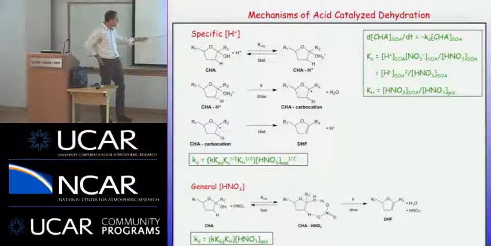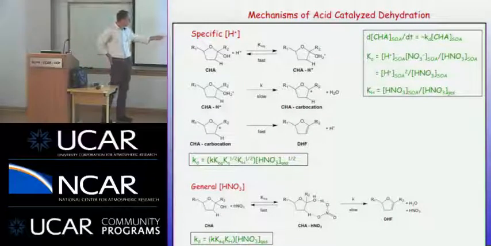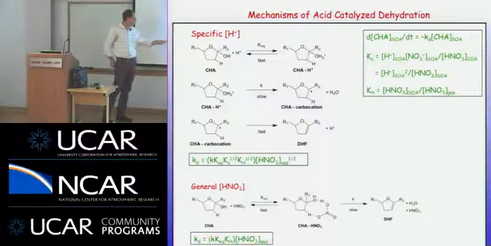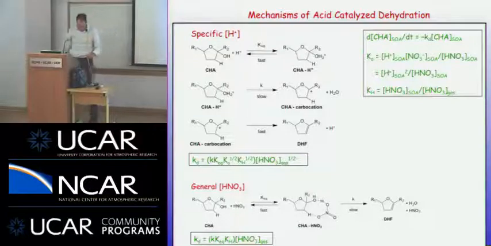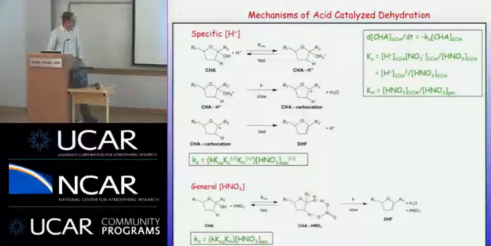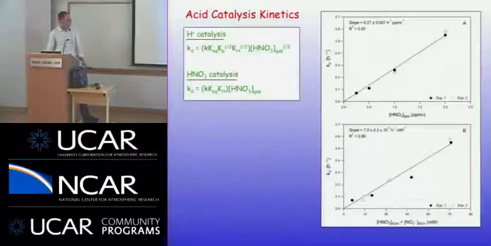So you can write down the overall rate constant as a combination of these various constants times the gas phase nitric acid concentration as a square root, right? If instead one looks at the molecular catalysis process, it turns out that again, you have this group of constants, but it goes linearly with the nitric acid concentration. So by looking at the kinetic plots, we can determine what the catalysis is that's going on.